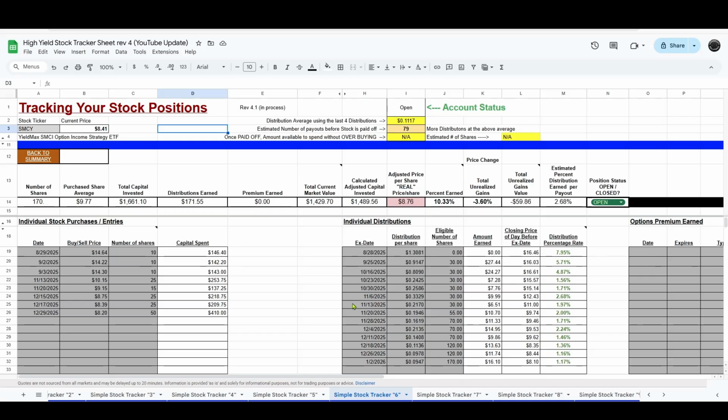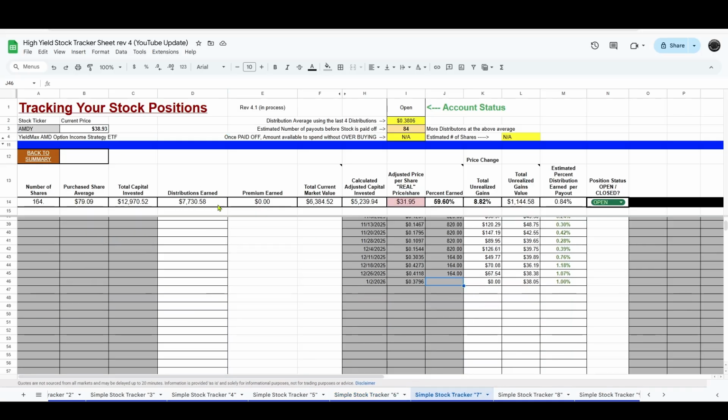green. But moving on, we have AMDY. And for AMDY, I have 164 shares. So my real price per share of $31.95 now becomes $31.57. And with the current price of $38.93, I'm sitting pretty good with this one as well, because if I were to sell all my shares at the current price, I'll make $1,200.